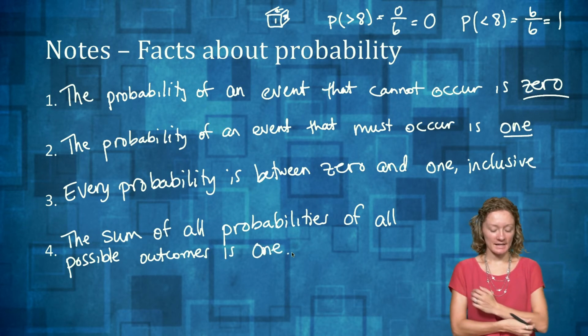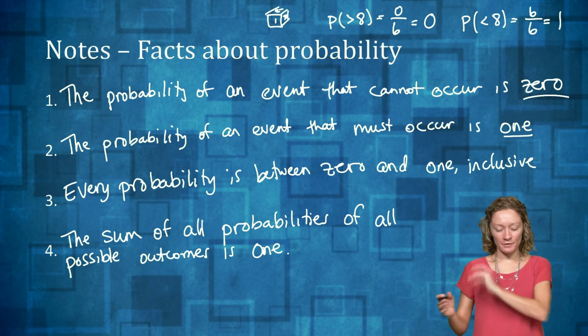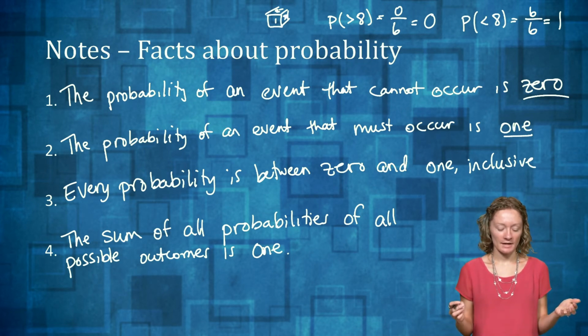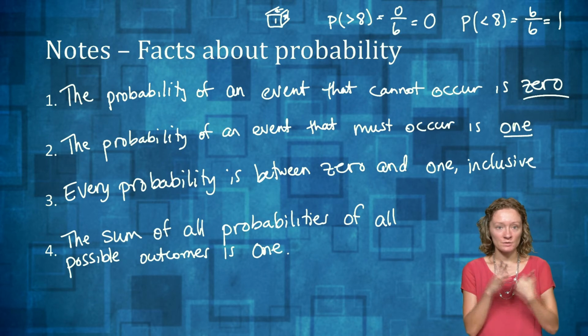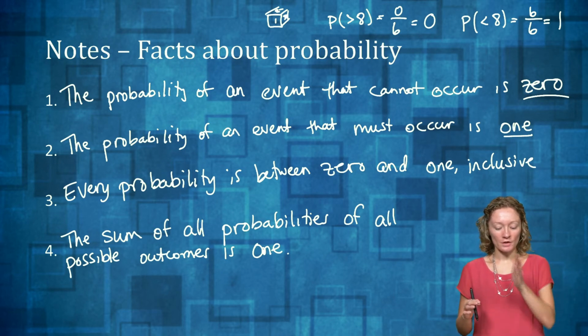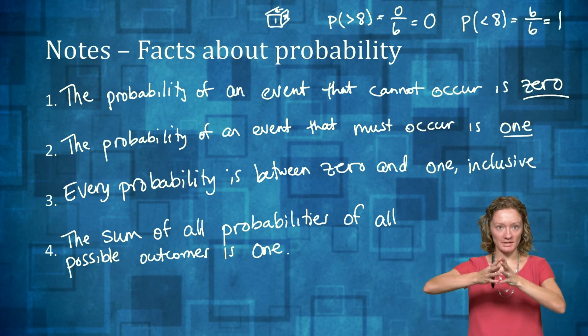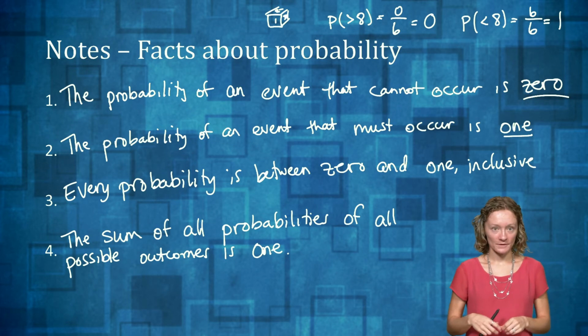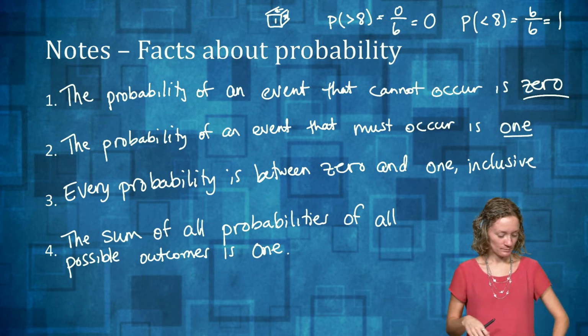This is essentially taking the probability of each different thing that could happen when we're rolling a die. Probability of rolling a 1 is 1 out of 6. Of rolling a 2, 1 out of 6. Rolling a 3, 1 out of 6. If we add up all of the different potential outcomes' probabilities together, we're going to get 1. I'll prove it to you on the next example.